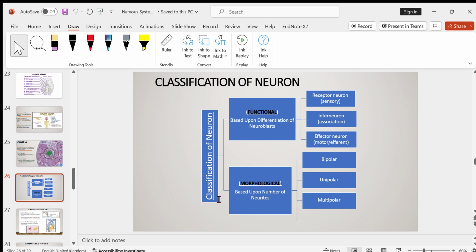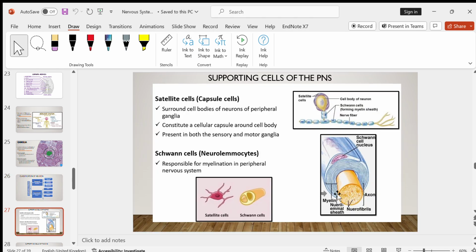Now we'll briefly discuss the classification of neurons. Functionally, neurons are divided into receptor neurons, interneurons, and effector neurons. And morphologically, they are divided into bipolar neurons, unipolar neurons, and multipolar neurons. The supporting cells of the peripheral nervous system are two. One is the satellite cells, also called the capsule cells. They surround the neurons. The other is the Schwann cells, also called the neurolemmocytes, and they are responsible for myelination of the peripheral nervous system.